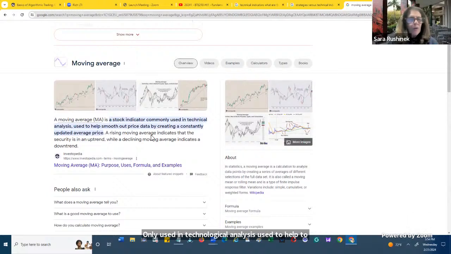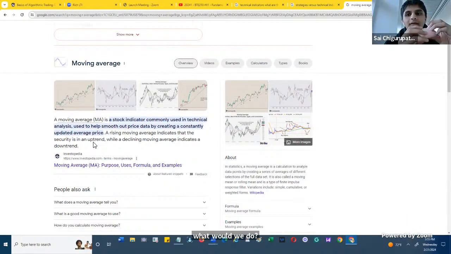A rising moving average indicates that the security is in an uptrend. So if it was in an uptrend, will we bet? What will we do? Buy or sell? Usually, Cy, you're on a roll. Buy. Buy, right?